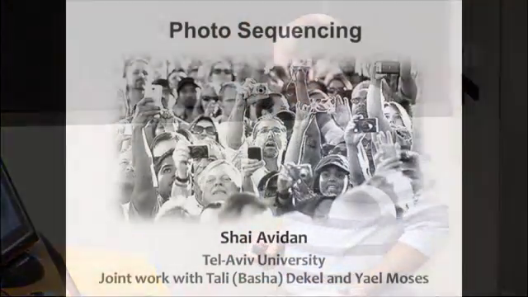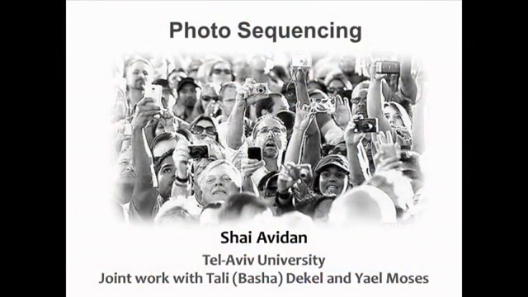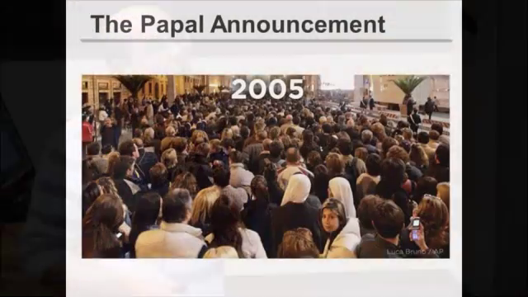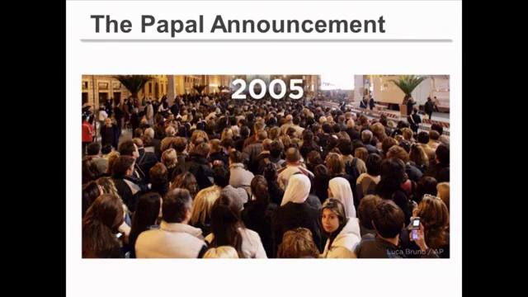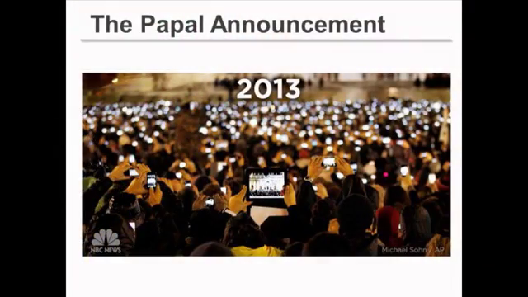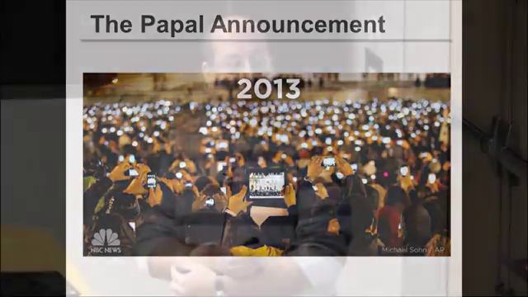So now back to the topic of today's talk, and that's photo sequencing. This is the problem that we want to solve. Actually, that's an illustration of what we want to solve. That's a picture taken in 2005 of the announcement of the new Pope. And that's a picture taken from the same location 8 years later when they announced the new Pope.